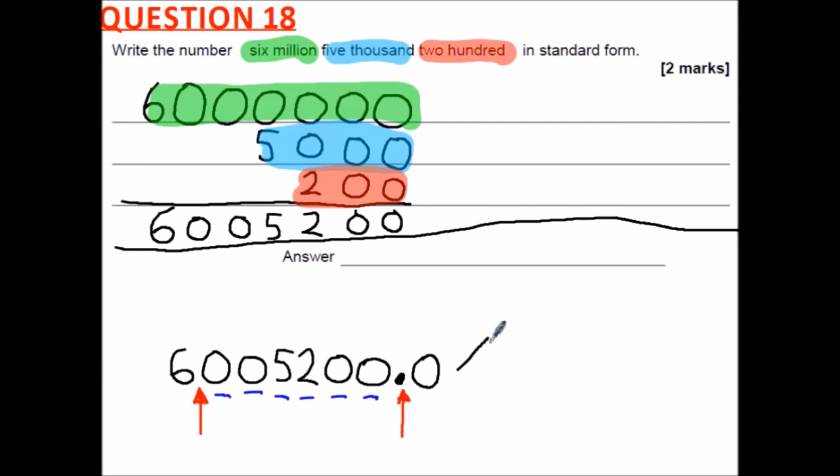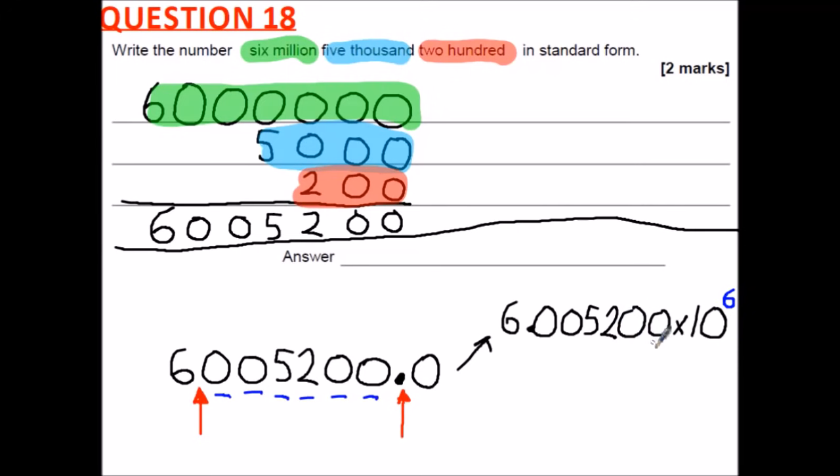And so what this tells us is that in standard form, the power of 10 that goes next to it would be a 6. So you write out the number in full with the decimal point included, 6.005200 times 10 to the 6.